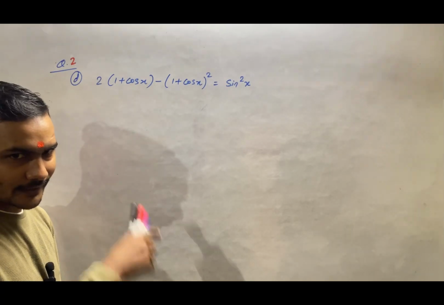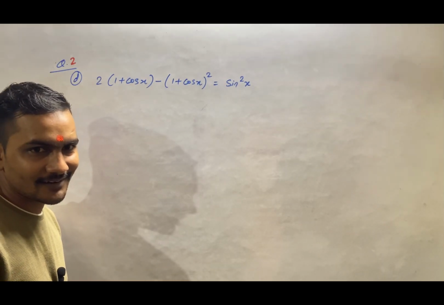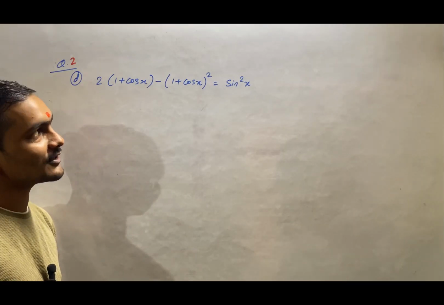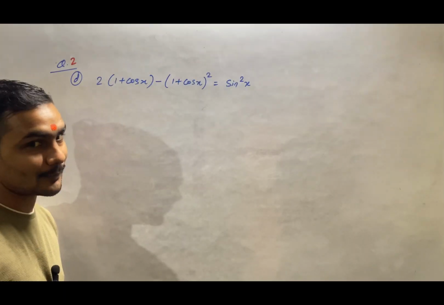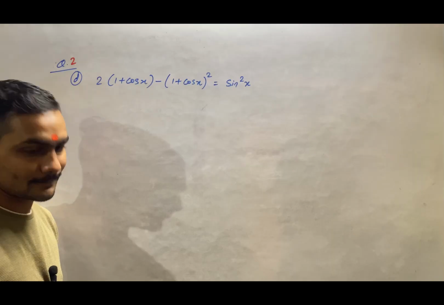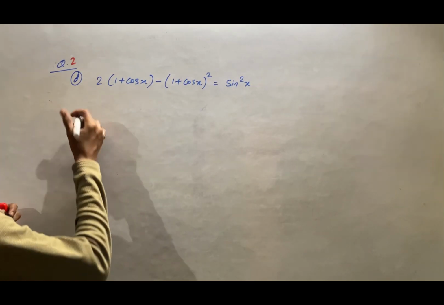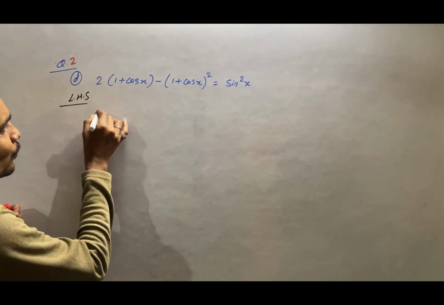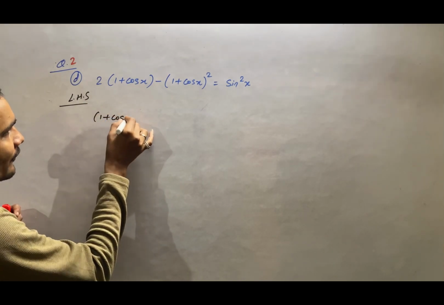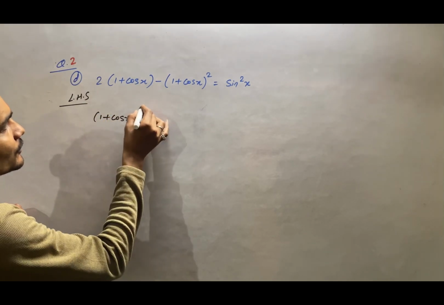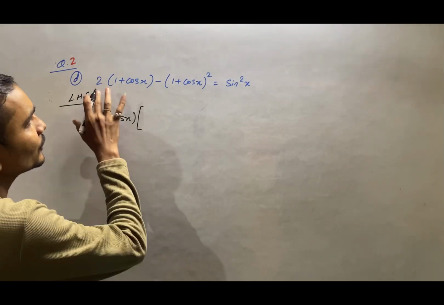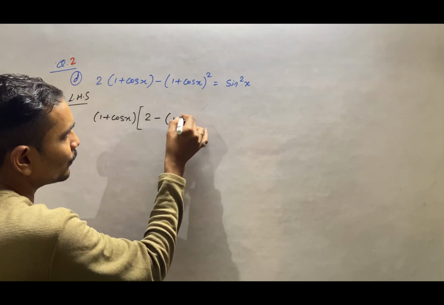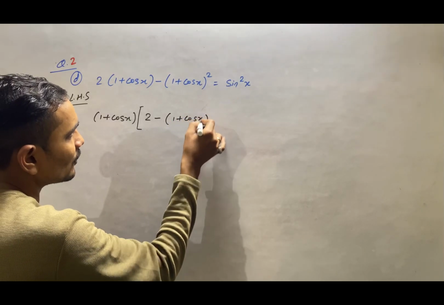The same approach you have to apply in the previous question we did. Can we take something common in LHS? Not cos x, 1 plus cos x. The entire bracket is similar. So in LHS, if we can take 1 plus cos of x common, so here what we left? 2 here negative 1 plus cos of x.